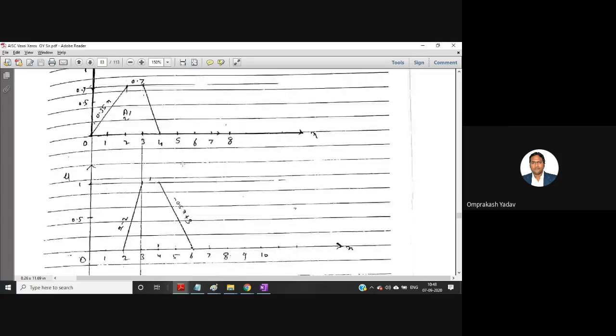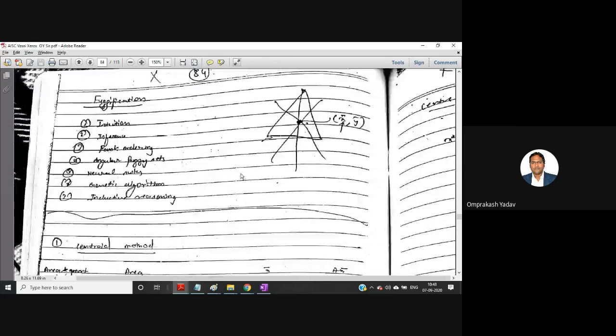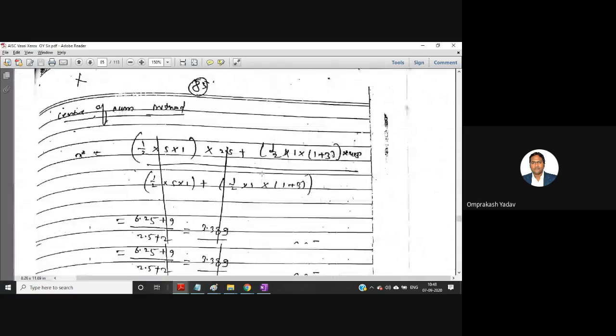Okay, sir. Because this is not the centroid, this is just the center of sums method. So we can simply calculate the area, multiply by X bar, and then add that with the other area, and then just divide by all the areas. So let's go over there.